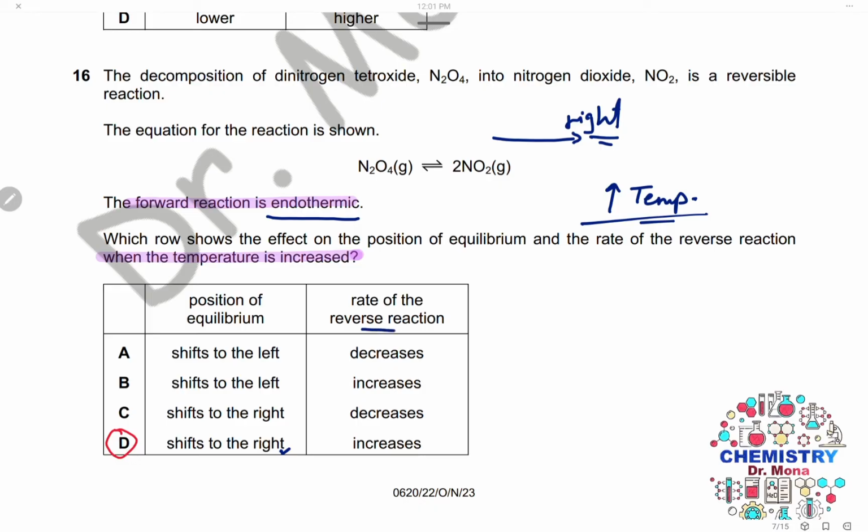About the rate of the reverse reaction, increasing the temperature will increase both the rate of the forward and the rate of the backward reaction. So here he is asking only about the reverse reaction. Of course, it will be increased, and the answer is D.